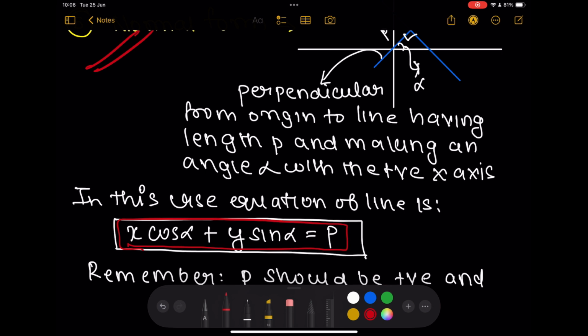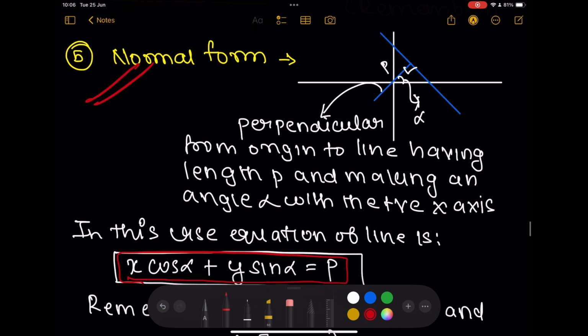what is alpha? Basically, if this is a line which is given to you, then if you drop a perpendicular from the origin to the line, it will make an angle alpha with the positive x-axis, that is your alpha. And the length of this perpendicular, the perpendicular distance of the origin from the line, will be your p, right? So if you are given any line, you will be able to drop a perpendicular on that line from the origin. Obviously, the length of this perpendicular will be p, and the angle this perpendicular makes with the positive x-axis will be alpha. Then it will be very easy.